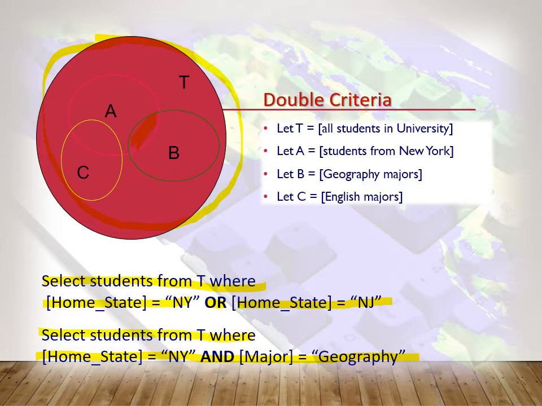Unfortunately, we don't have New Jersey on this Venn diagram, but if we did, let's say, for example, we want students from New York or students that are geography majors. If we put an OR there, then you would have all the students from New York, so you would be highlighting everyone from A, and then everyone from B. All of these students would be included in that operation.